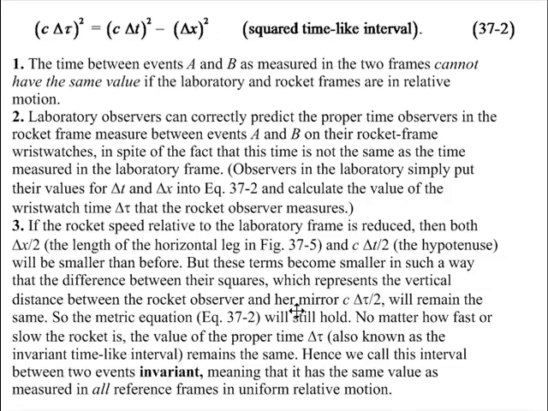And third, as I stated before, this part is in a frame of reference where the two events A and B happen at the same place. That makes it special. And this quantity, c delta t squared minus delta x squared, is the same regardless of what other frame we measure it in. It's an invariant. So if I were to measure in a frame moving slowly compared to the rocket, or if the rocket were moving slower compared to the laboratory, c delta t would get smaller and delta x would also get smaller, but their difference would stay constant.